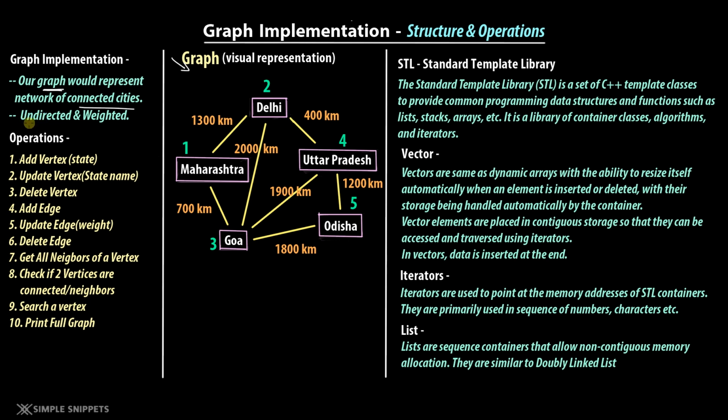The next point to remember is that our graph is undirected, which means if you can go from Delhi to Maharashtra, you can also come back via the same route. It's bidirectional in nature, and it is also weighted, which means that each edge carries a proper weight.